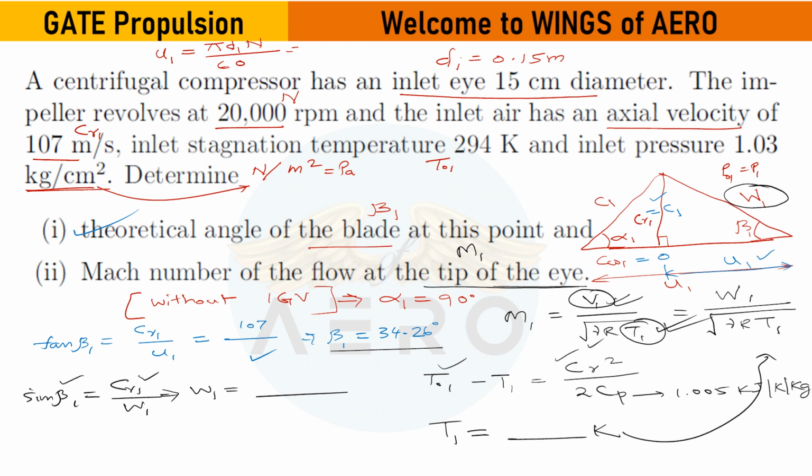There are lots of questions you can find in GATE. You need to make use of this equation, the relation between the static and the stagnation. In the beginning of gas turbine also we discussed this formula. We have taken V1 squared by twice of Cp. And when you are using it for a centrifugal or any other compressor, you have to take the axial or the radial velocity, Ca, instead of V.